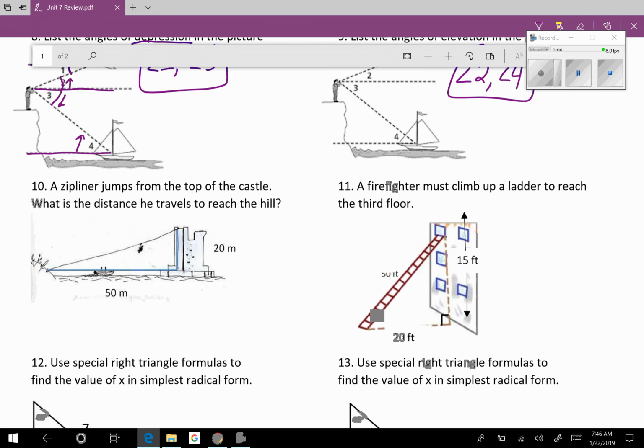What is the distance he travels to reach the hill? So essentially, they've given us a right triangle. They've given us the 2 legs, and they're asking us to find the length of this zip line. All right, and then we're wanting to know what's the distance that he travels to reach the hill. So this is a Pythagorean theorem problem.